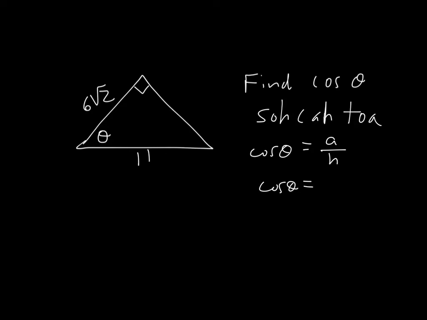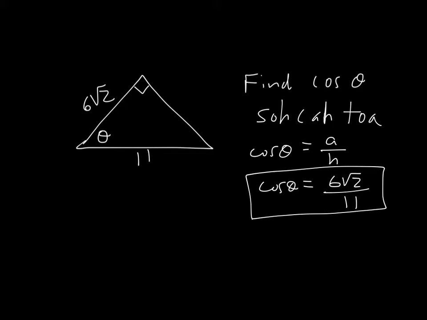I started us off with a really simple problem because the answer to this is just 6 root 2 over 11. That's it. We need to think about that a little bit. Get it straight that the reason I was able to just write this number over this number is because in this problem, this is adjacent, this is hypotenuse from this angle, and that's what they wanted, was cosine, which is adjacent over hypotenuse. Simple problem.